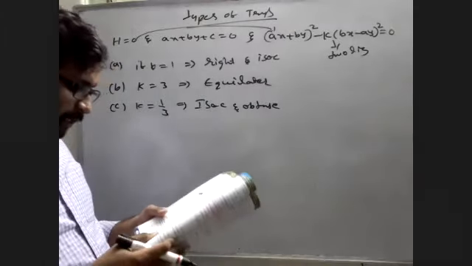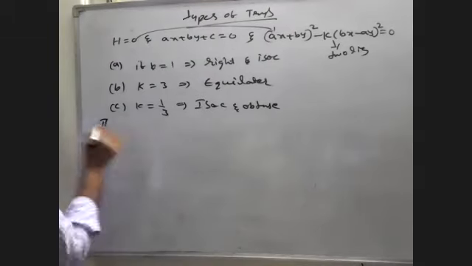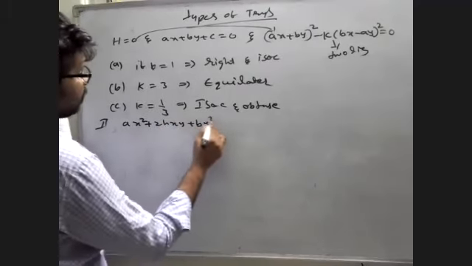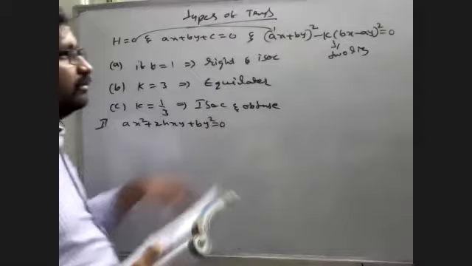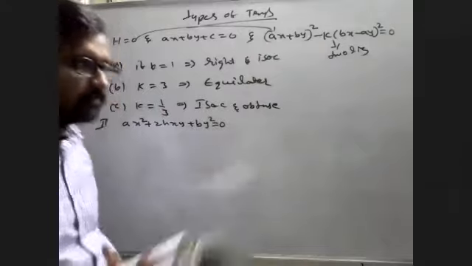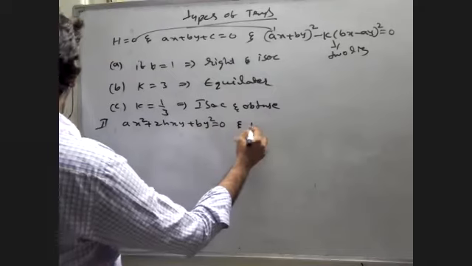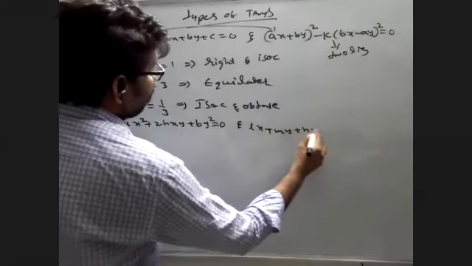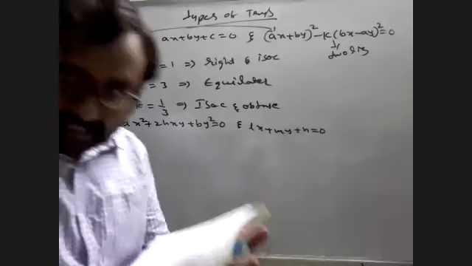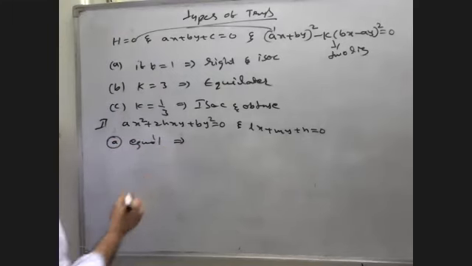Okay. Now the second one: the triangle formed by a pair of lines ax square plus 2hxy plus by square equal to 0. See here, this is homogeneous, this is also homogeneous, but we have different types of equations. So the pair of lines and one line, and the line is Lx plus my plus n equal to 0. Then which type of triangle will you get? If the triangle is equilateral, then what is the condition?